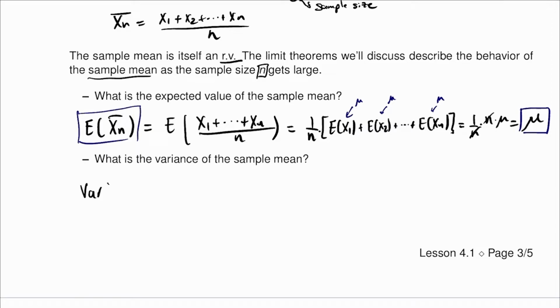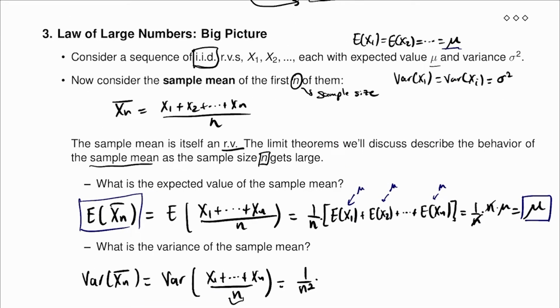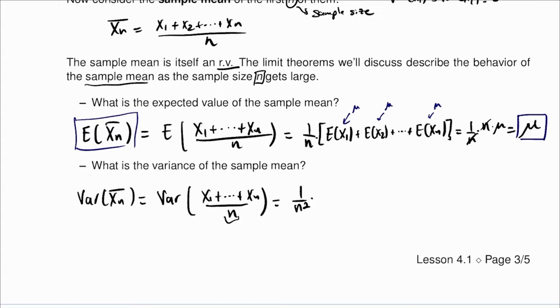Okay, what is the variance of the sample mean? Well, again we can use the definition: it is the variance of the sum of the random variables divided by n. Using the properties of variance, we can take this n out of the variance by squaring it, 1 over n squared, times the variance of the sum. But the random variables are independent. Because they are IID, this is the condition, they are independent. So the variance of the sum is the sum of the variances: the variance of x1 plus the variance of x2, and so on.